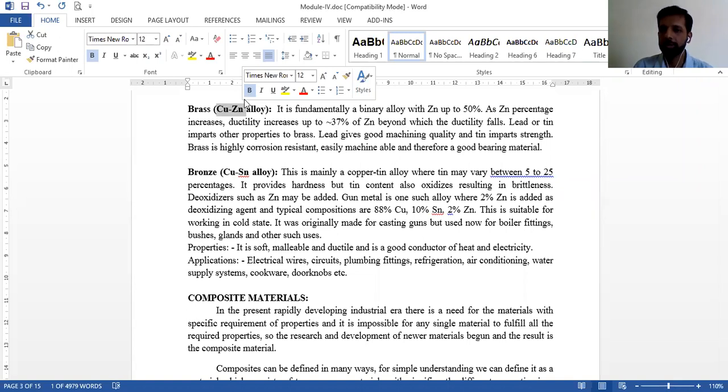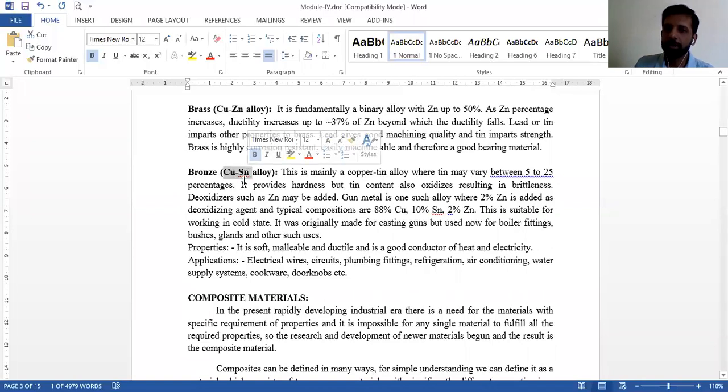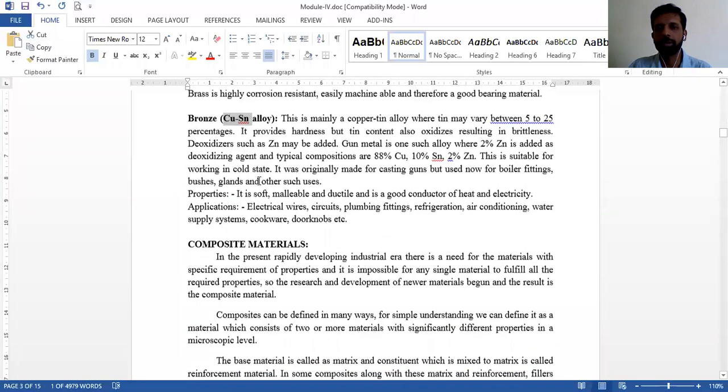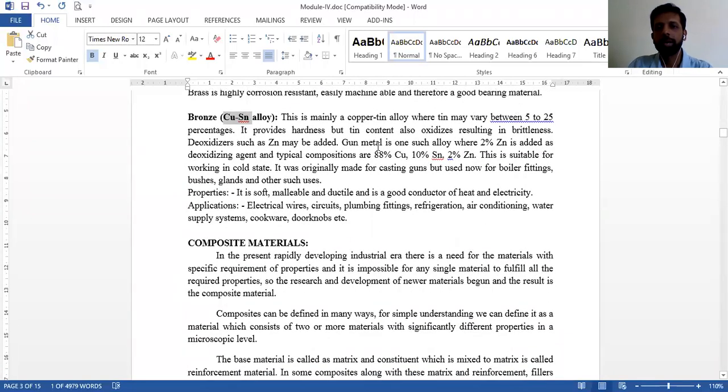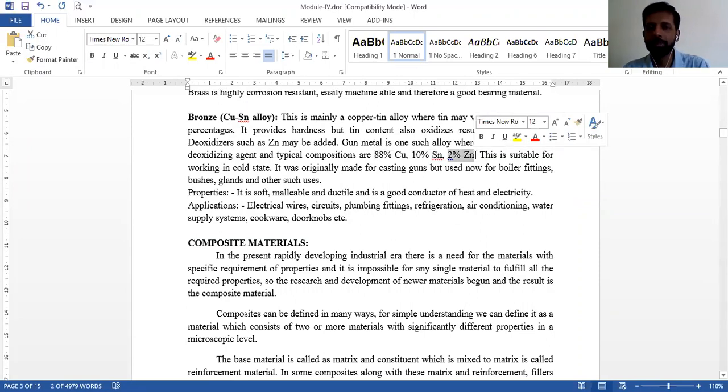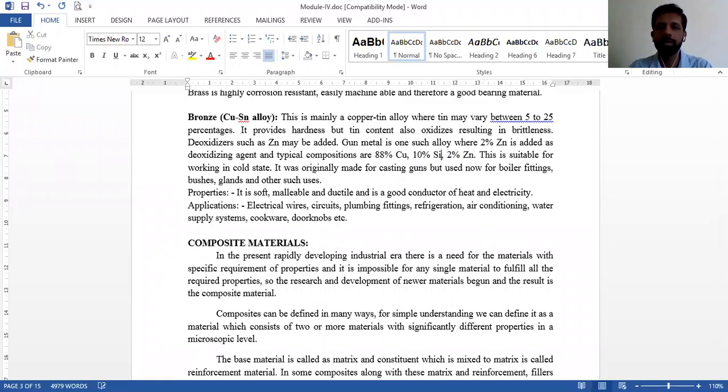Now when we go for bronze, bronze is made up of copper and silicon. It will have about 88% copper, 10% silicon, and 2% zinc if it is required. Majorly, once we say it is only bronze, it is by this. Maybe we can add a third material, which is zinc also, but still the major constituents are only copper and silicon. So thereby we will have bronze as this.